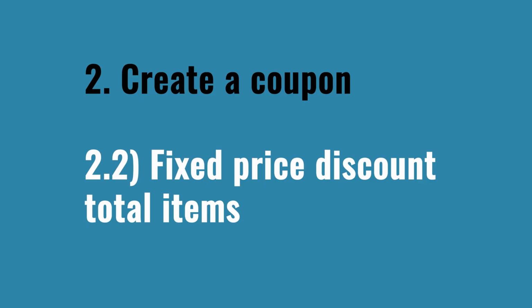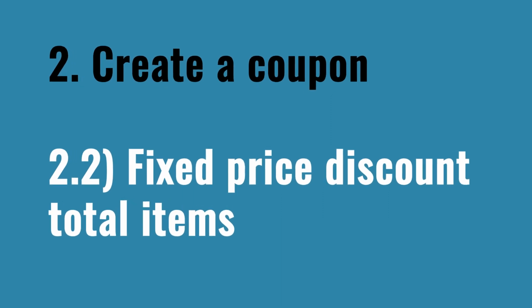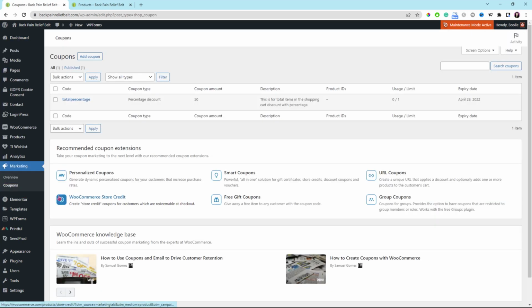Alright, let's create a fixed price coupon next. Go to Marketing, click Coupons. Click Add Coupon on the top.